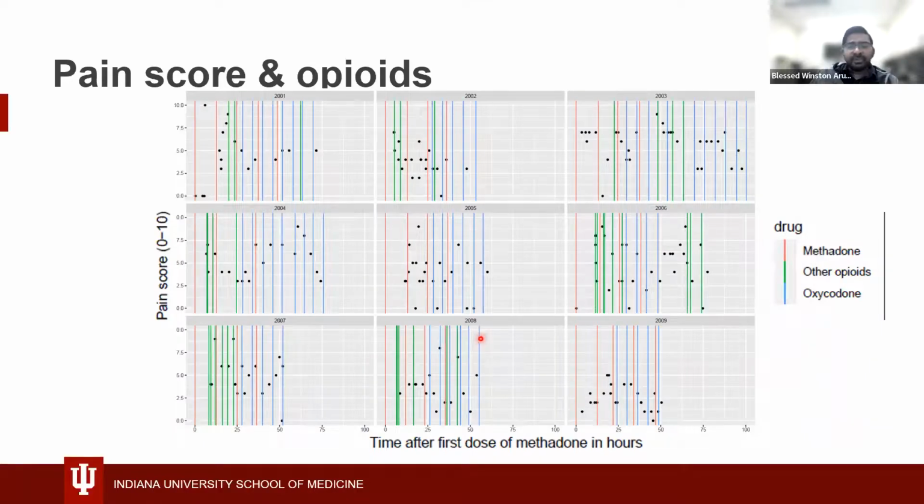Each of those vertical lines is a dose of methadone or oxycodone or another opioid. The red lines are methadone, the blue lines are oxycodone, and the green lines are other opioids. And you can see they are so intermingled that you cannot really find the individual effect. And the dots are the pain scores.